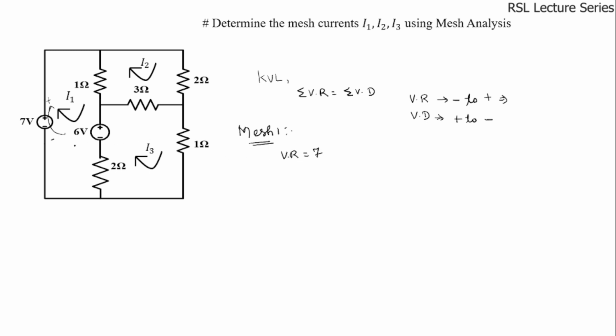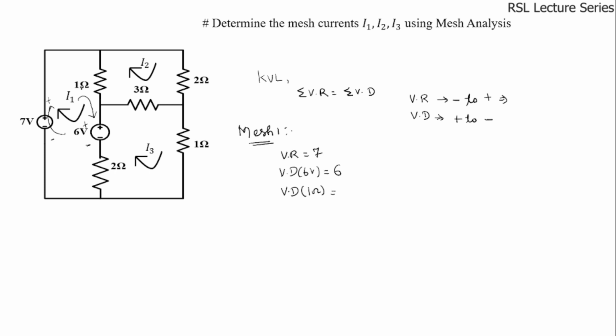We have one more voltage source. If we consider the same current direction, that is I1, here the current flows in the downward direction, that is from positive to negative. If the current direction is from positive to negative with respect to the voltage source, then that particular value of the voltage source is considered a voltage drop only. Next we have to write the voltage drop across the resistors. First we'll consider the 1 ohm resistor.